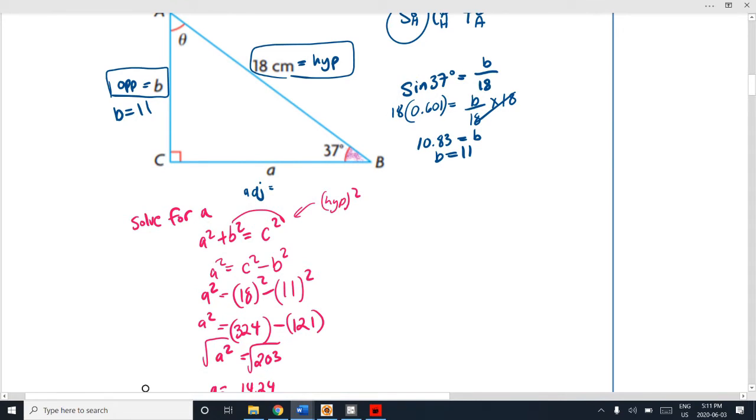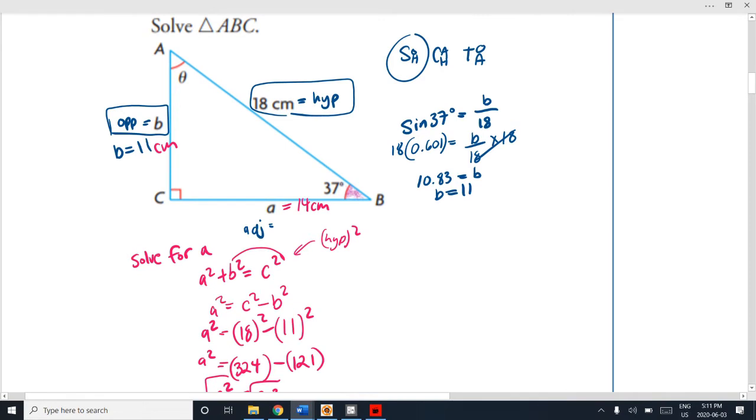So we can label our a value here. A is equal to 14 centimeters. And remember to put all the units here. So this is also 14 centimeters. The last thing that we need to solve, to completely solve this triangle, is this angle here, theta.